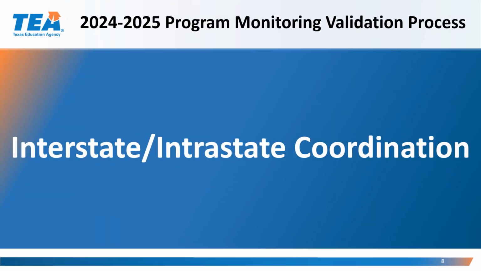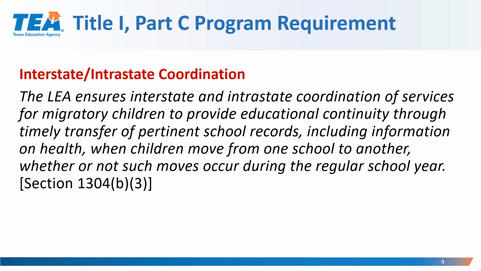This section includes an overview of the interstate, intrastate coordination requirements included as part of the program monitoring validation process. Interstate, intrastate coordination: The LEA ensures interstate and intrastate coordination of services for migratory children to provide educational continuity through timely transfer of pertinent school records, including information on health, when children move from one school to another, whether or not those moves occur during the regular school year. This is according to Section 1304(b)(3).